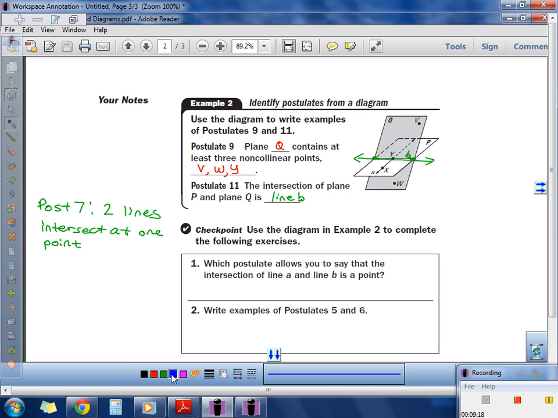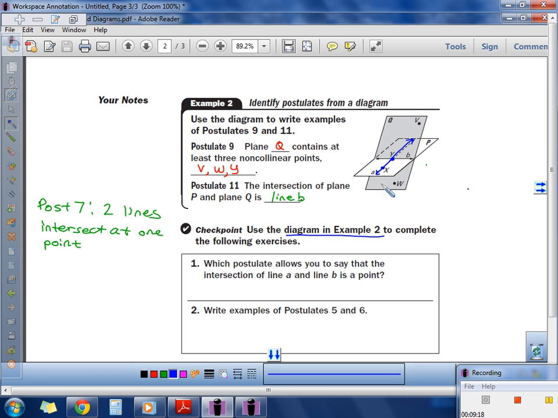Number 2 says write examples of postulates 5 and 7. That means it wants you to use that picture in example 2, and it says that right here. Picture in example 2 for postulates 5 and 7. First off, what does postulate 5 say? It says through any 2 points there exists exactly one line. So in this picture up here, are there 2 points on a line somewhere? Where? Y and X. There are 2 points on one line. So that's what you should use down here. Example of postulate 5. Does it start with the points or the line?